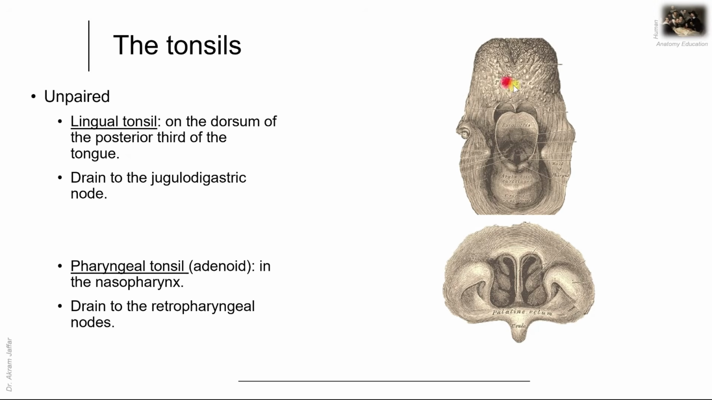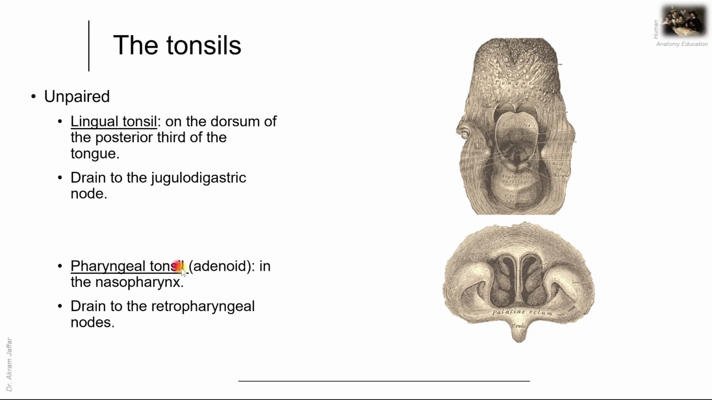These are the lingual tonsil on the posterior third of the tongue. Note that they give the posterior third of the tongue a cobblestone appearance, and they drain to the jugulo-digastric lymph nodes. Then we have the pharyngeal tonsil, which is located along the roof and the posterior wall of the nasopharynx at this location, and they drain again to the retropharyngeal lymph nodes, like the tubal tonsils.